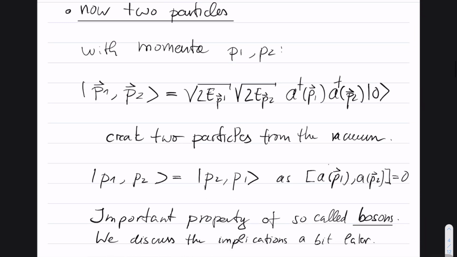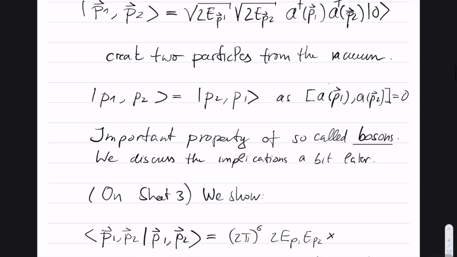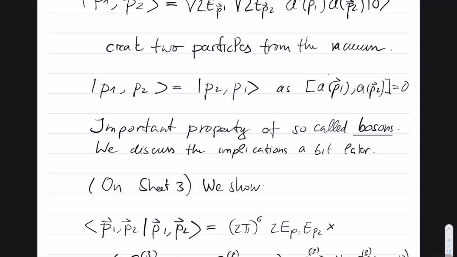Now let us look at the 2 particle states. They're actually very similar. If we have a state with p1 and p2, we just have to apply a dagger p1, a dagger p2 to the vacuum, with the appropriate relativistic factors up here. We create 2 particles from the vacuum, in other words. Now, an important mention here is that indeed the commutator of 2 creation operators with different momentum is actually 0.